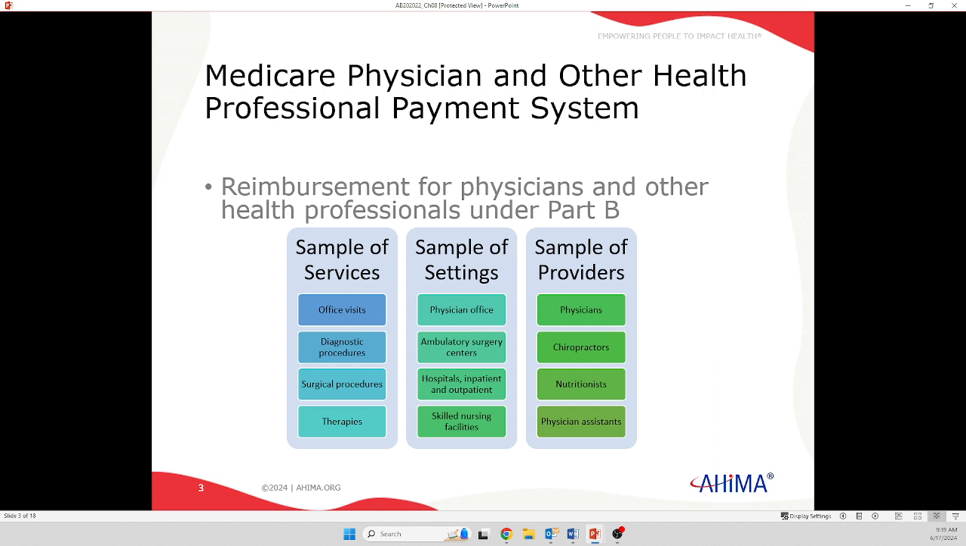They can be provided by physicians, chiropractors, nutritionists, physician's assistants, nurse midwives, nurse practitioners, podiatrists, audiologists, physical therapists, occupational therapists, speech language pathologists, can be social workers, a variety of different care providers. The majority of that care is going to be from a physician.